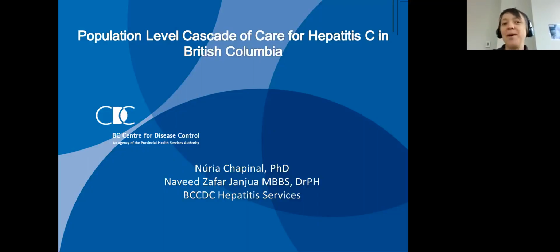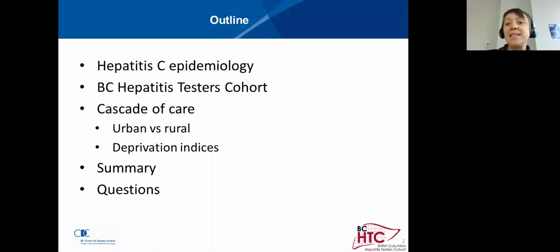So I'm going to talk today about the population level cascade of care for hepatitis C in BC. This is the outline for today. I'll start by giving you some background about the epidemiology of hepatitis C. Then I'll introduce you to the BC hepatitis testers cohort. Then I'll proceed to show you some results on the cascade of care, stratified by urban and rural areas, and also by some deprivation indices. And then we'll wrap up, and there'll be time for questions.